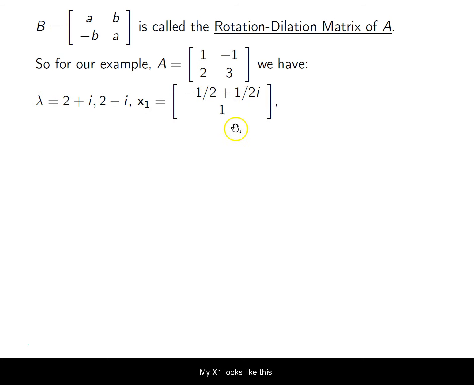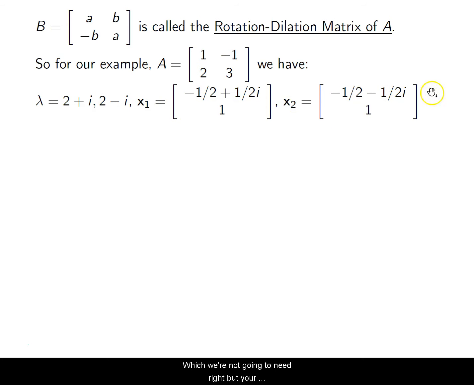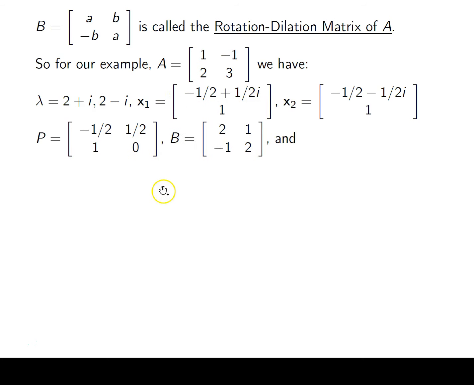My x1 looks like this. Okay, the complex conjugate is x2, which we're not going to need, right? But your homework might ask you for the 2 eigenvectors, so that's what you would use. My P matrix is made up of the column vectors of the real part of x1 and the imaginary part of x1. B comes from the A and B values of lambda, the one that I'm using. Okay, so A is 2, B is 1, because there's only one i, so positive form, negative form there.